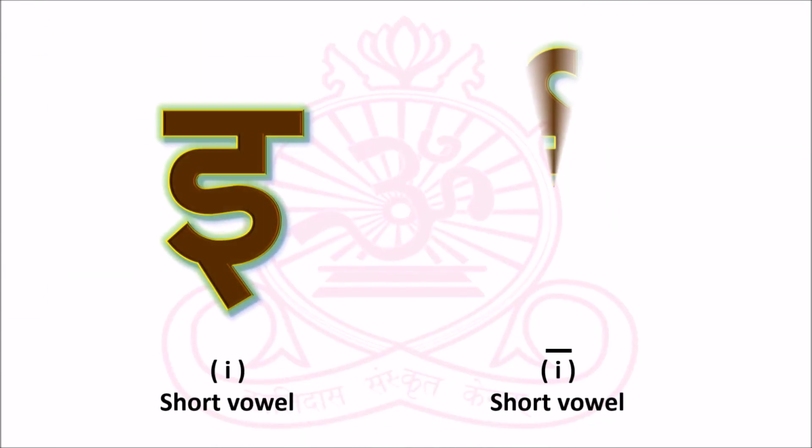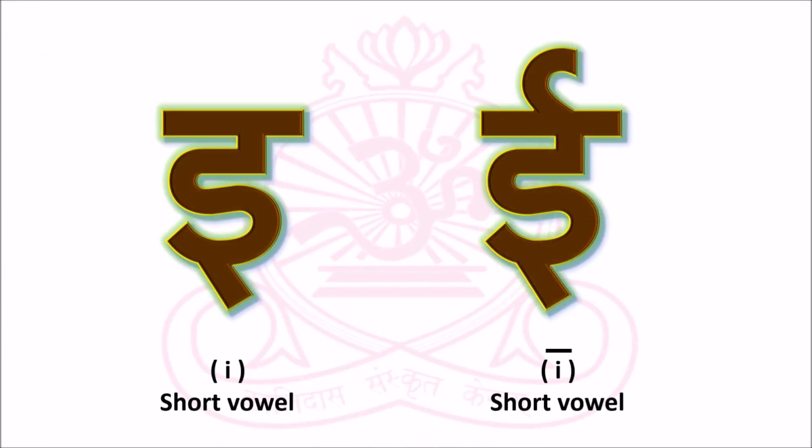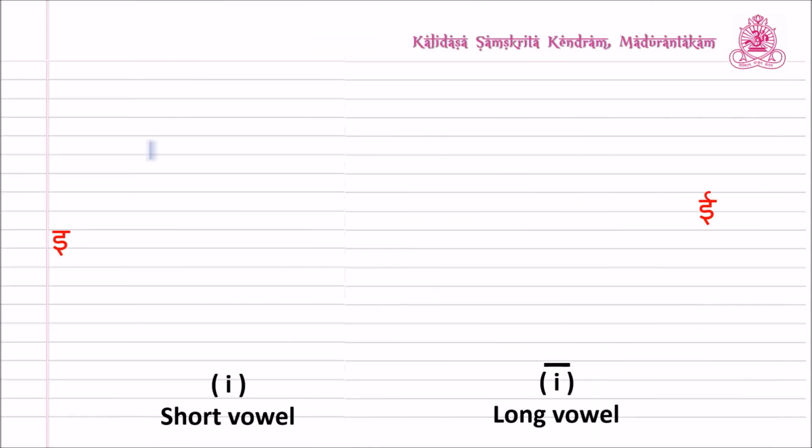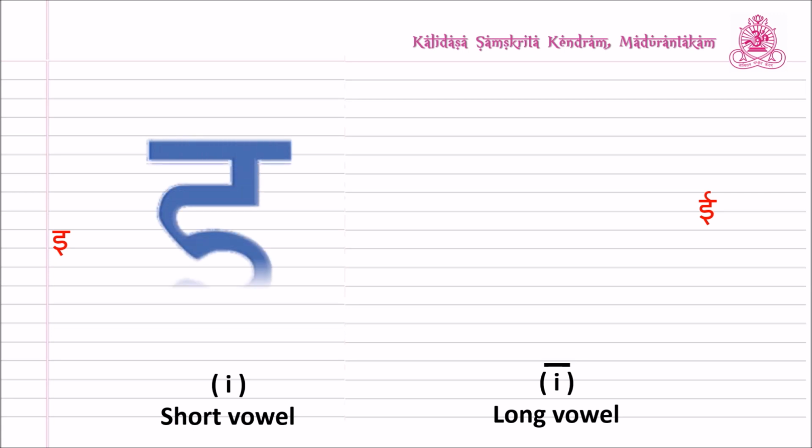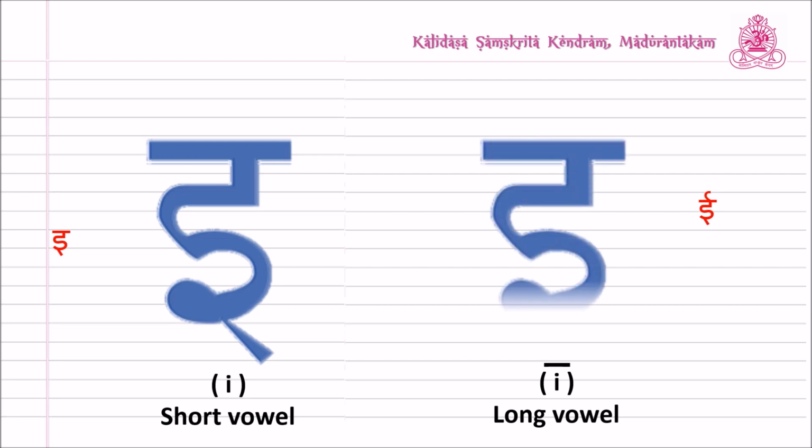Next, E. How to write these two letters? Just watch. E is a short vowel. E is a long vowel.